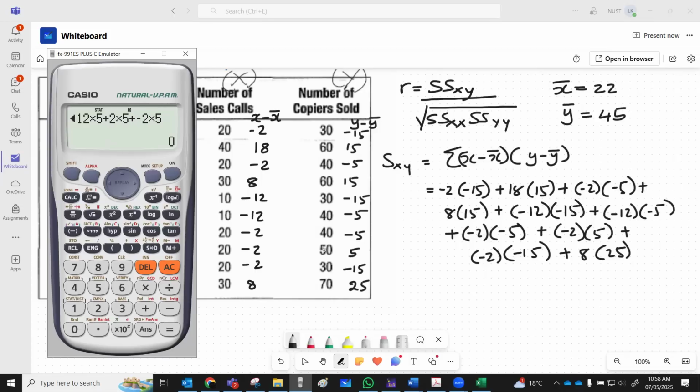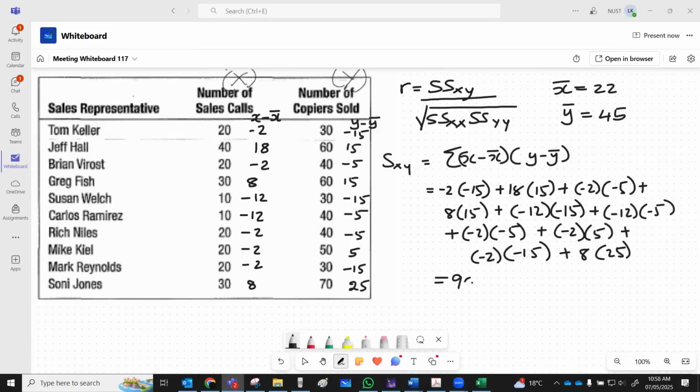So that one I need to have a negative answer because this one is negative and that one is positive. And then I have 2 and 15. Then I have 8 and 25. And my answer is 900. Okay, then I need to work out SSXX.